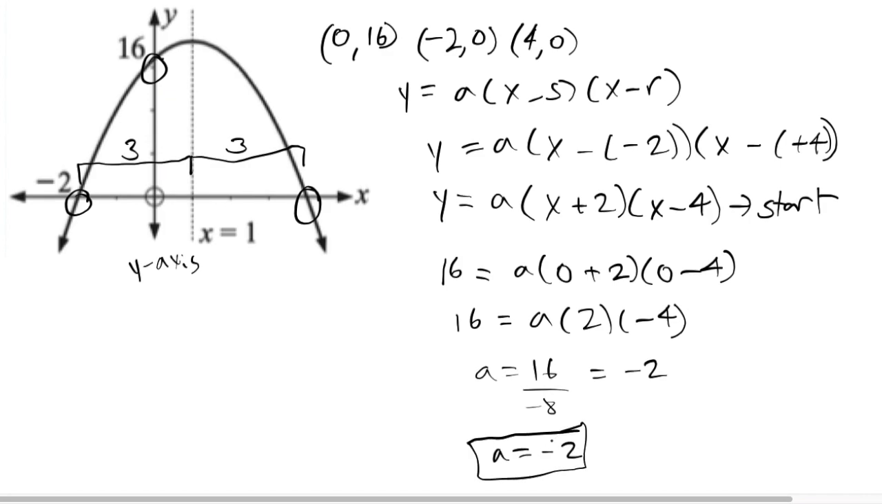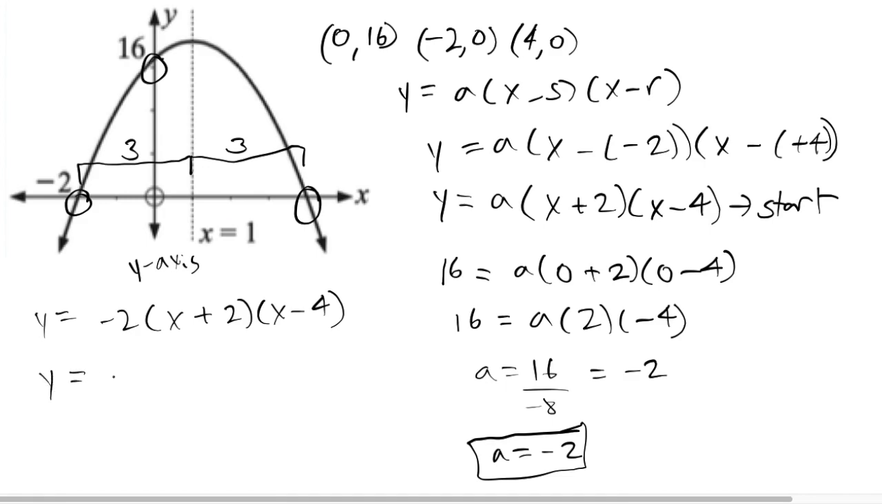Now, this is the one variable we need to solve for, and that's why I always recommend using factored form to solve such questions, if possible, because you only need to solve for one variable and it makes the working out a lot more simple. So now that we have a, let's substitute all the values we know into the factored form equation. y equals negative 2(x plus 2)(x minus 4). This is our final equation in factored form, but let's expand this into standard form.